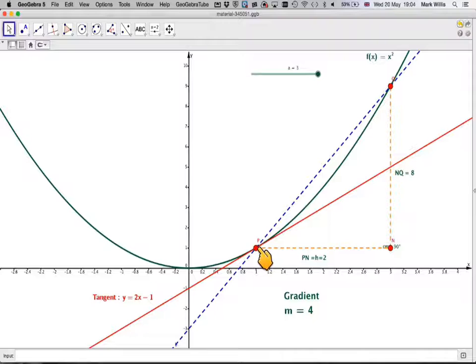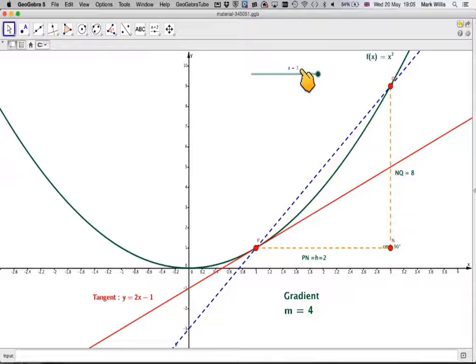And the point P here is at the point (1, 1). What I need to do is take a point close to it in order to illustrate the point. But I'm going to take a point at (3, 9), this point Q here, okay? And this distance from here to here, I'm going to call h, in order to relate it to the algebra. And we can very easily verify that this distance here is 8, 9 minus 1. And we can verify that h here is actually 2, because the x-coordinates are 3 and 1. So 3 take away 1 is 2.